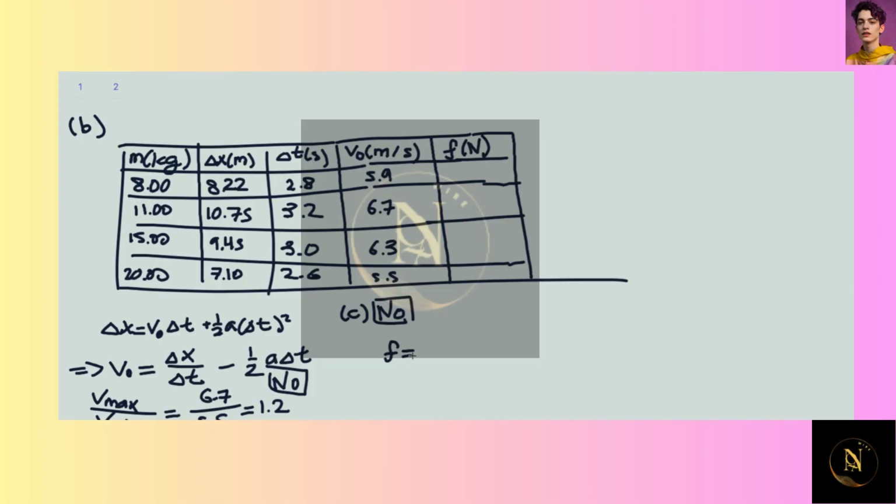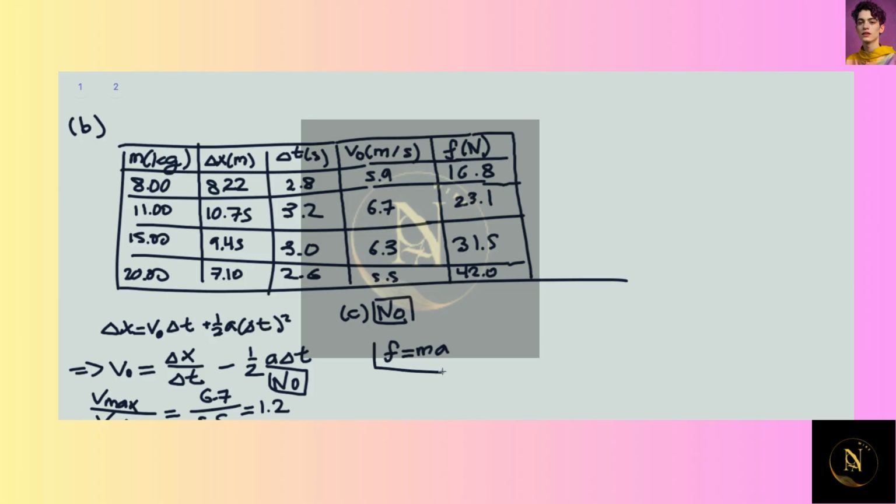So we're going to use Newton's second law, F is equal to ma, in order to solve for this last column. And if you do that to three significant figures, you get 16.8, 23.1, and then 31.5, and then lastly 42.0.